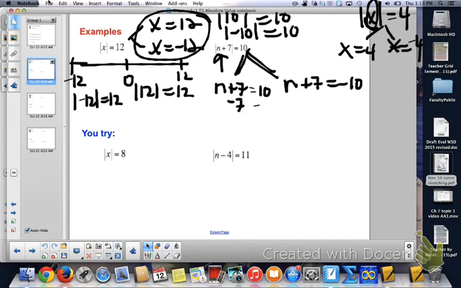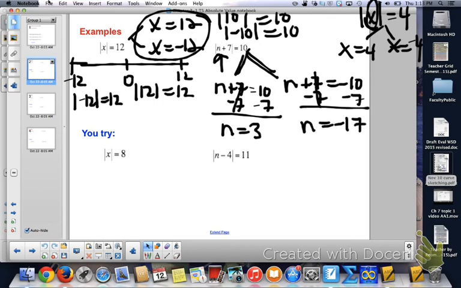And then you solve each equation. We subtract 7, we get n equals 3. Here, we subtract 7, we get n equals negative 17. So those are our two answers.